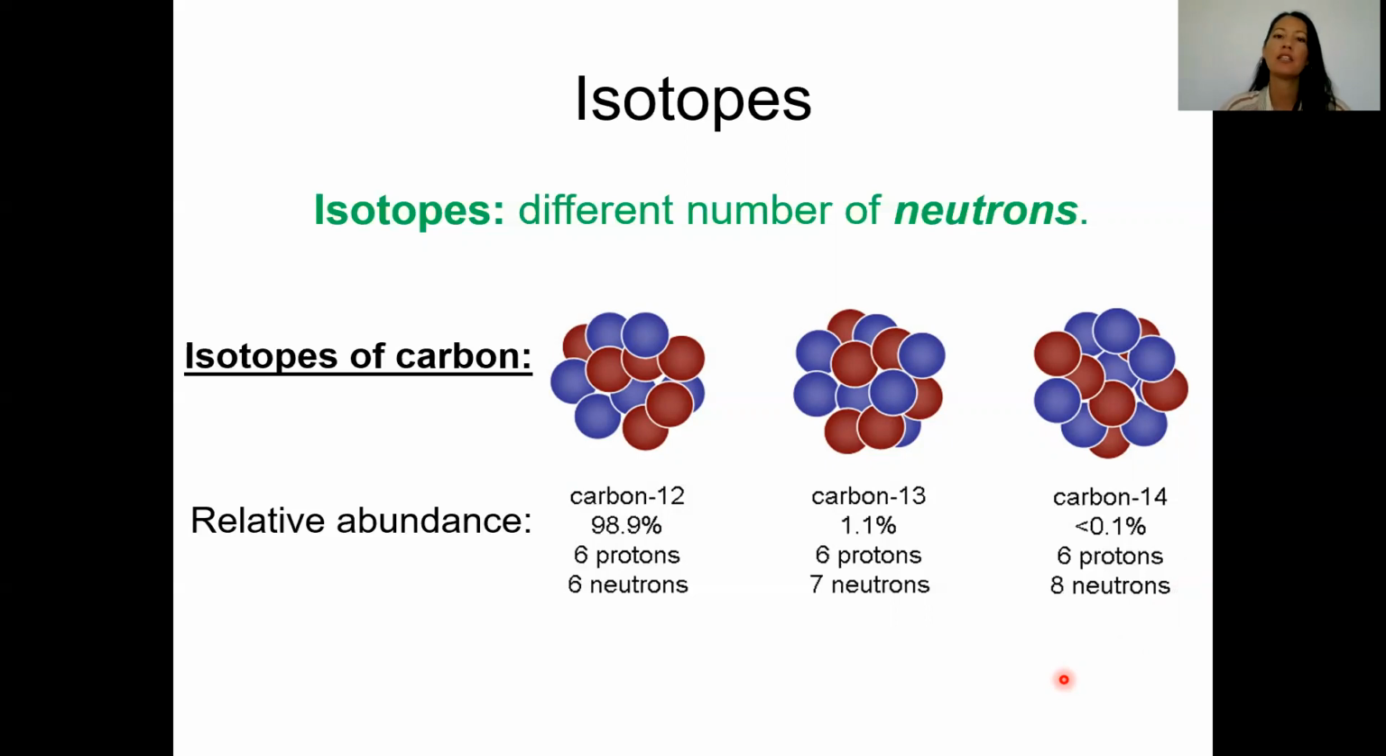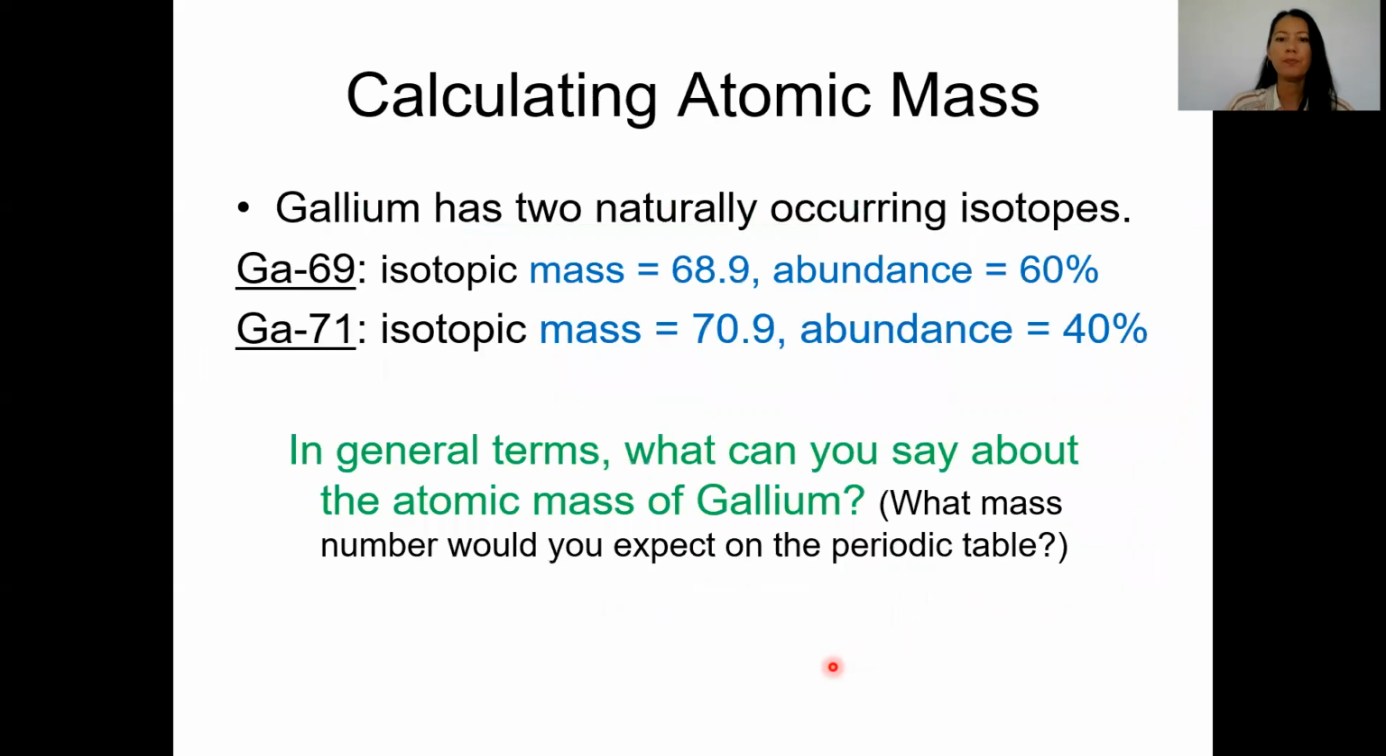You don't see exactly 12.000 for pure carbon 12. You see something else. You see 12.011. Why is that? It's because the mass on the periodic table reflects a blend of all these, a weighted average, where 99% weighs 12, but 1% weighs 13, and less than 0.1% weighs 14. So it's close to 12, but a little heavier because of the other isotopes.